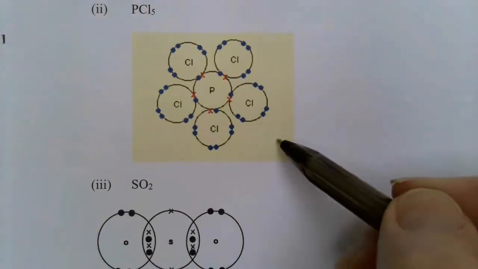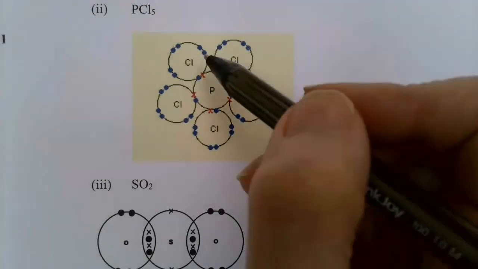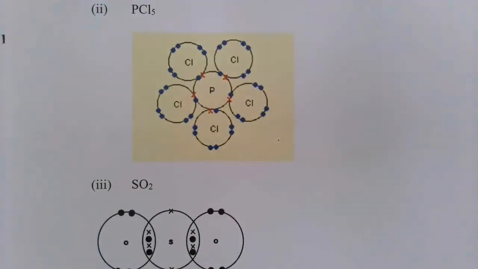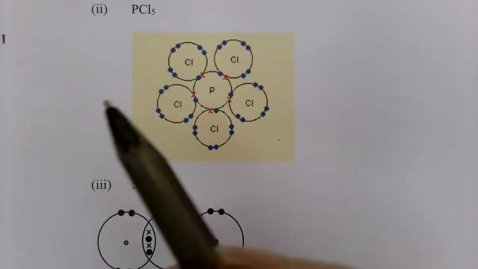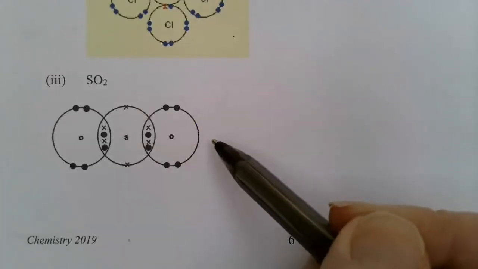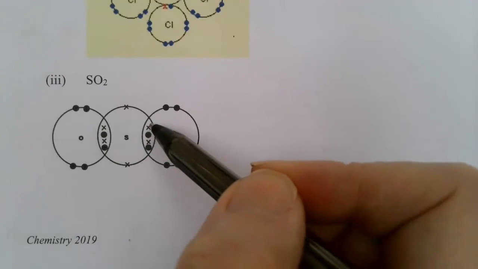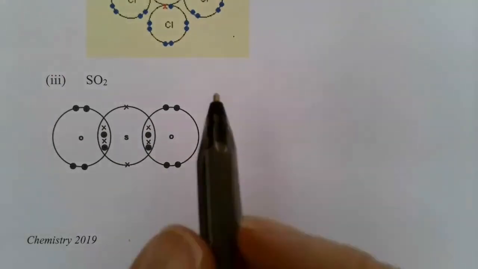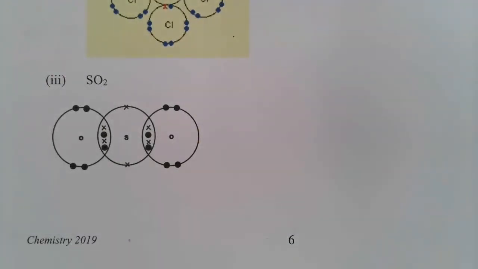Our next example is PCl5, and here the phosphorus has 10 electrons in its outer shell, all of the chlorines making a single covalent bond. Last but not least, we have SO2, where the sulfur is forming a double bond to each of the oxygens, leaving 2 electrons in sulfur's outer shell, making a total of 10 electrons in the outer shell of sulfur.